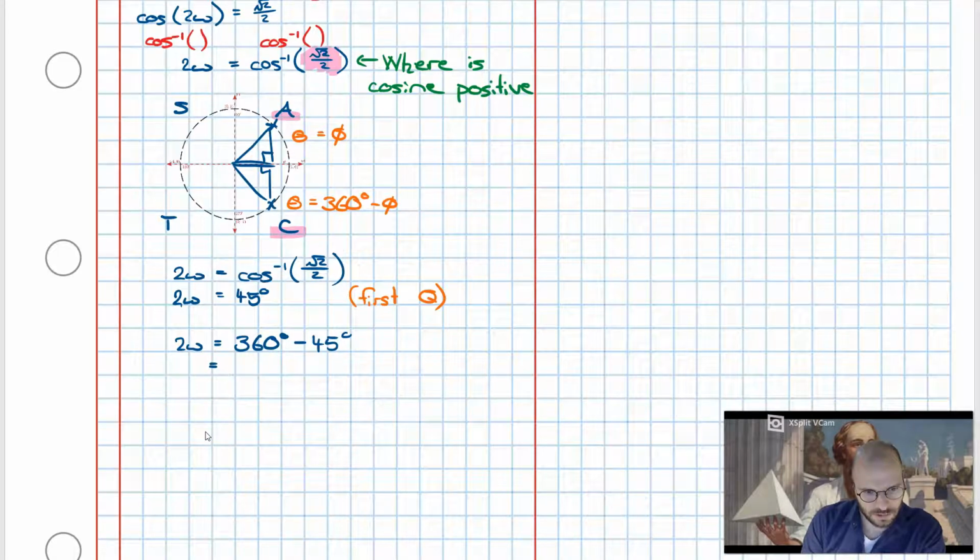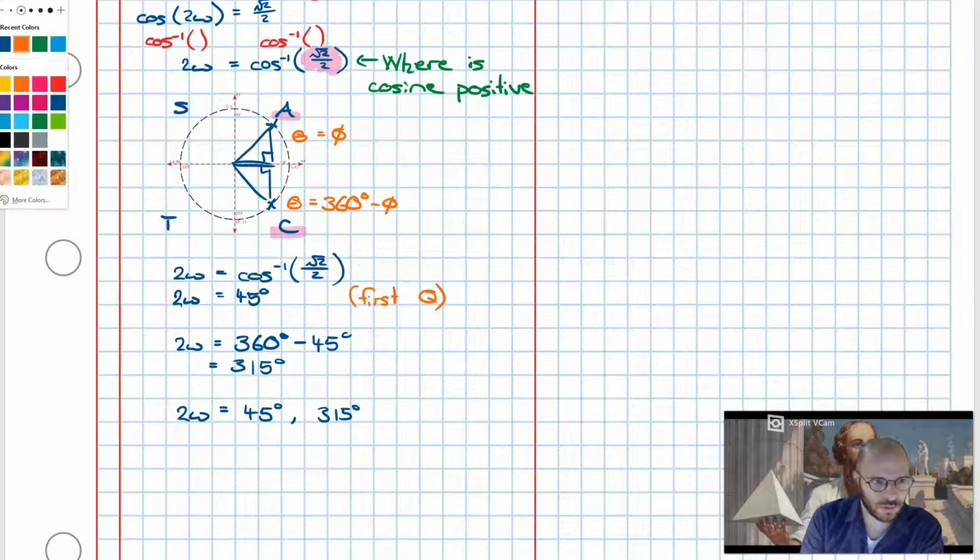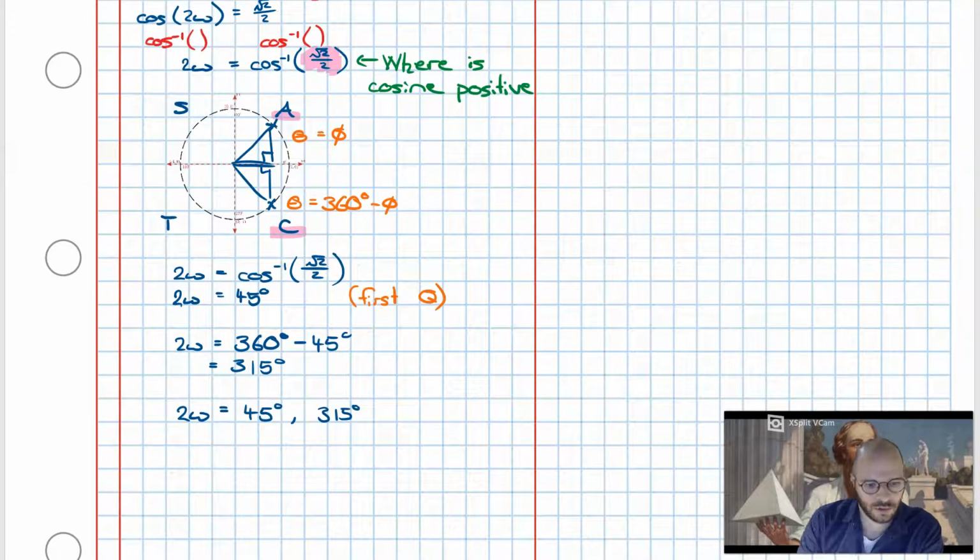And this is going to give us a value of 315 degrees, if I'm correct. So what this tells us is that 2w is equal to 45 degrees and 315 degrees. But remember, we don't really care about what 2w is, rather we care about what w is. So now I'm going to divide both sides of this equation by 2.